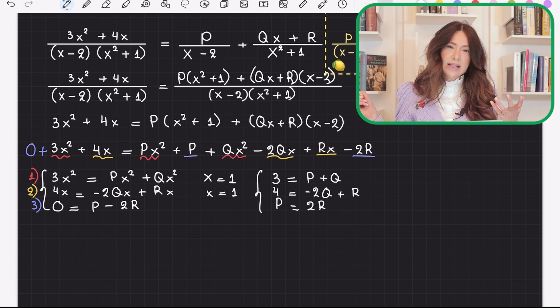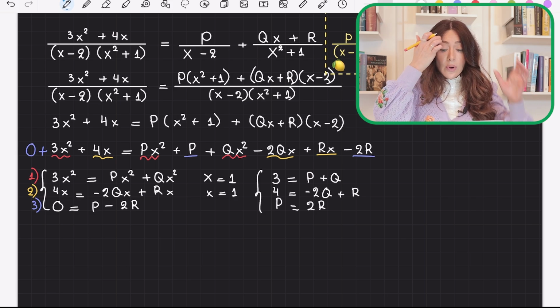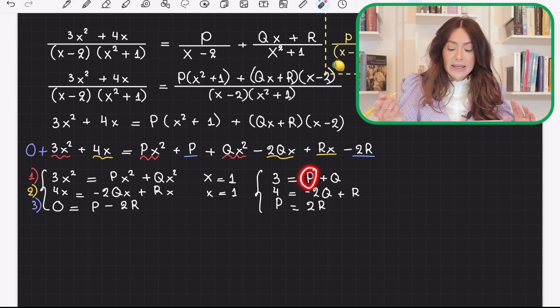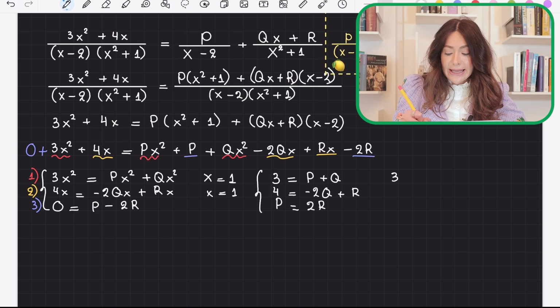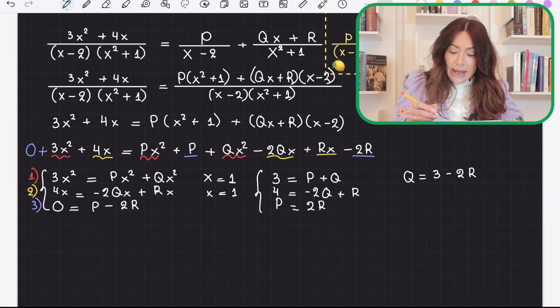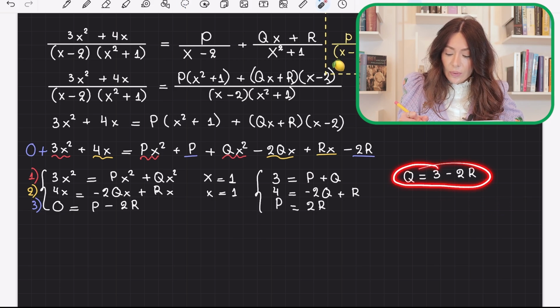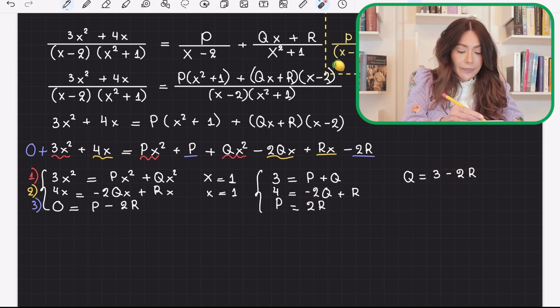And this one is going to give me a really useful relationship. It gave me this idea that P equals 2 times R. Okay, so then I'm going to replace this P here with 2R, because it is synonymous to say 2R or P. Now I'm going to isolate Q. Okay, I'm going to say that Q equals 3 minus 2R. Then I'm going to pop this Q equals 3 minus 2R right here.